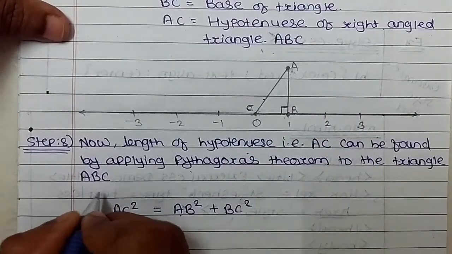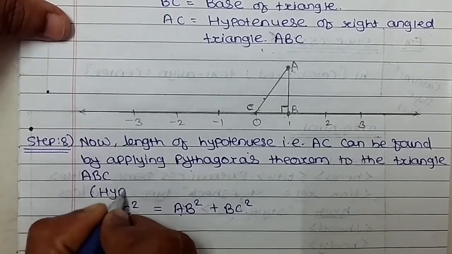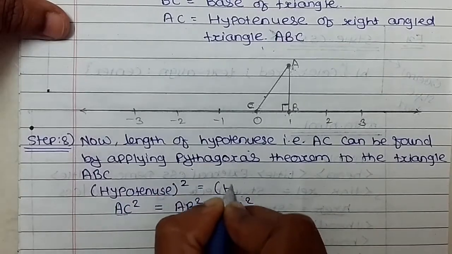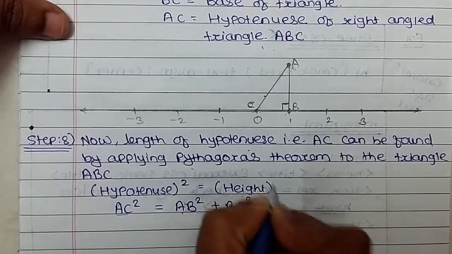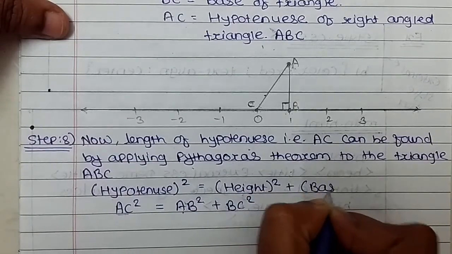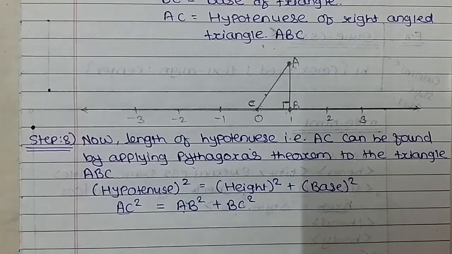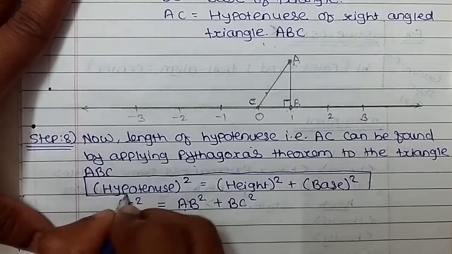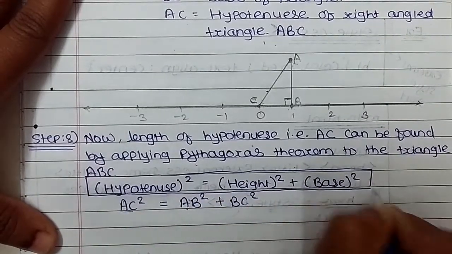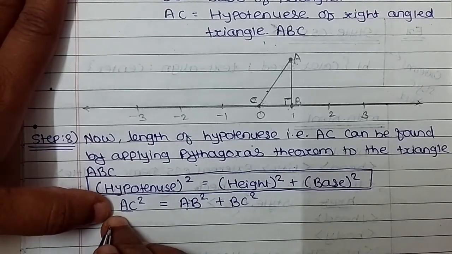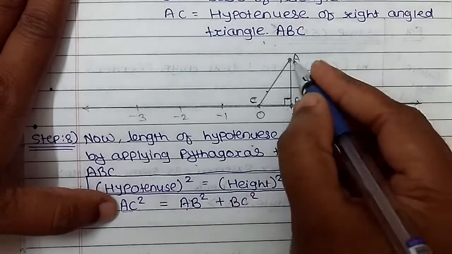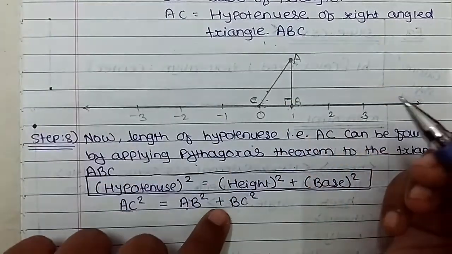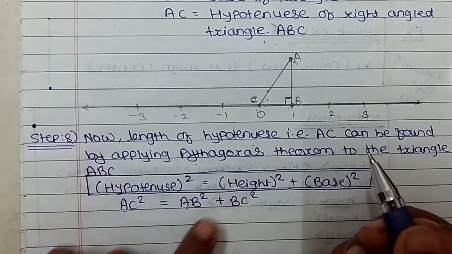If you don't understand, write down formula in detail here. That is hypotenuse square is equal to what? Height square plus base square. This is the standard formula of Pythagoras theorem to calculate the hypotenuse. So you should remember this formula. Then according to that formula, replace our variables name here. That is hypotenuse means what? AC. So AC square. Then height means what? AB. So AB square plus base means what? BC square. Okay. So put the values here.